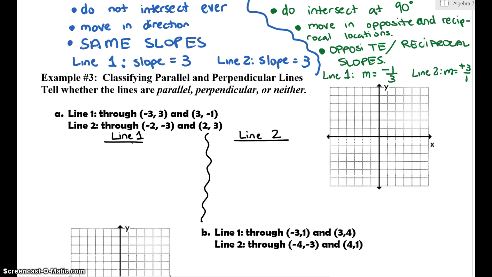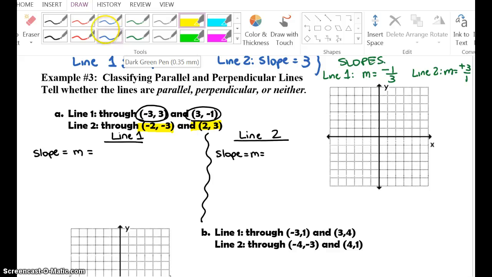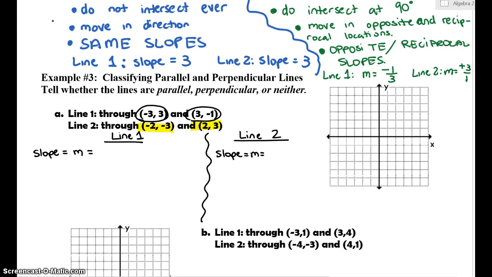Now what I'd like for you to do is find the slope, aka the m, for line 1 using this point as well as this point. I want you to do the same thing, slope equals m equals, and then find the slope of line 2 using the 2 points provided for line 2. So let me highlight those really quick for you. And what I want you to do is compare them and say, are these lines parallel or are they perpendicular, or is it neither? So if it's not parallel and perpendicular, we say it's neither.